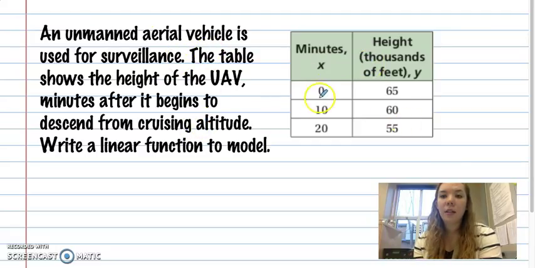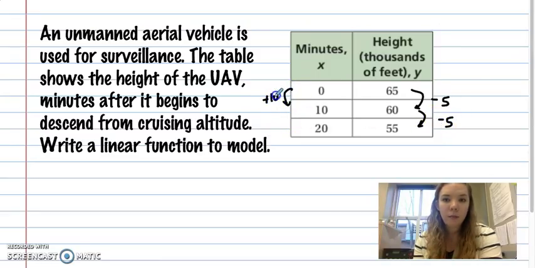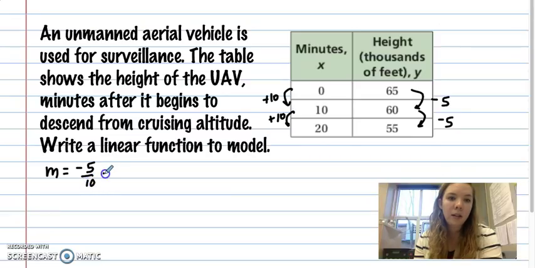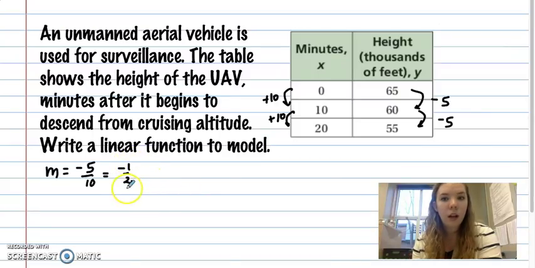So this is the height when it first starts, and then after 10 minutes it's lower, after 20 minutes it's even lower. Okay? So write a linear function. So this is going down by 5 for y, and our x's are going up by 10. So my slope would be -5 over 10, and we can simplify that to -1/2, which means it's going down 1,000 feet every 2 minutes. So let's go ahead and put that into context.